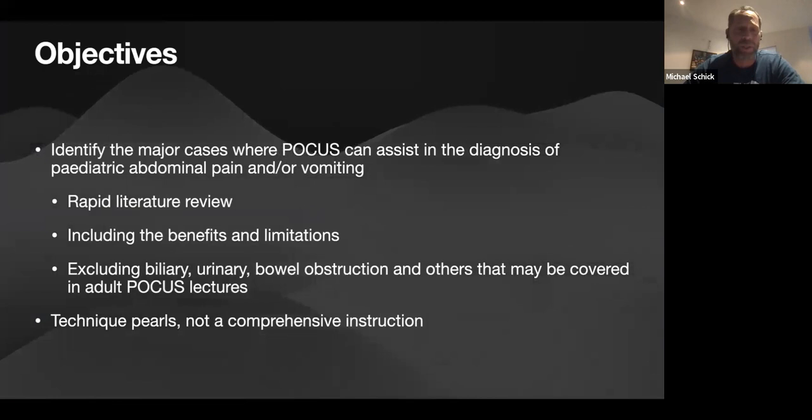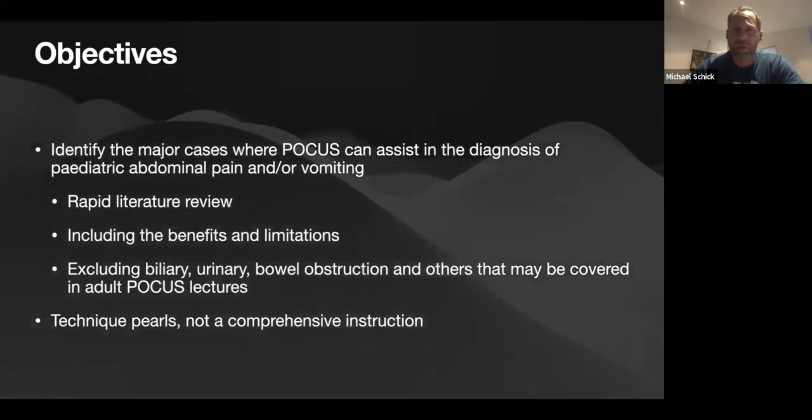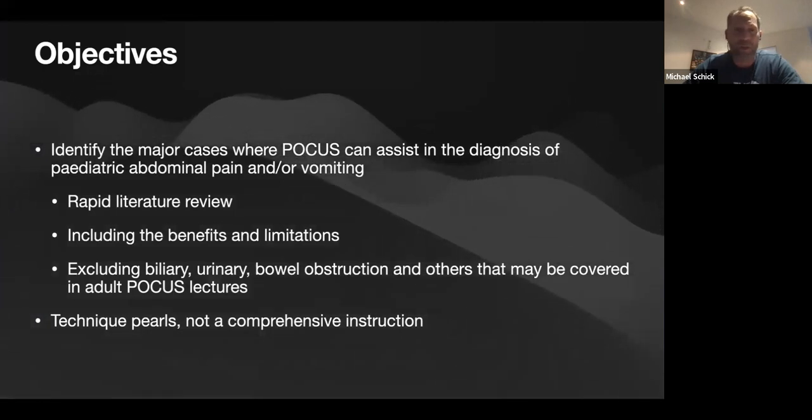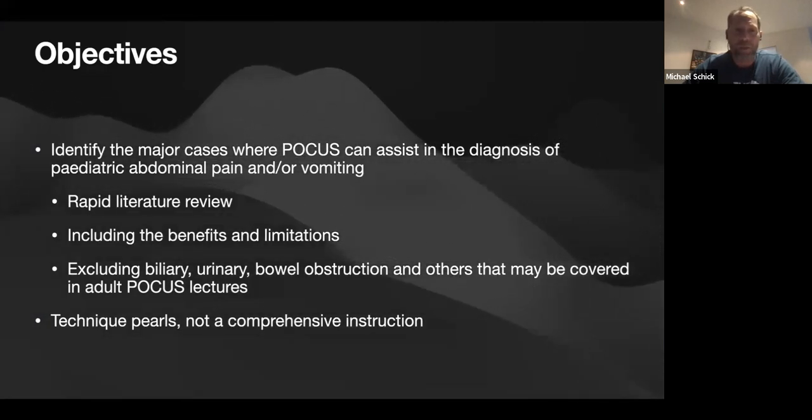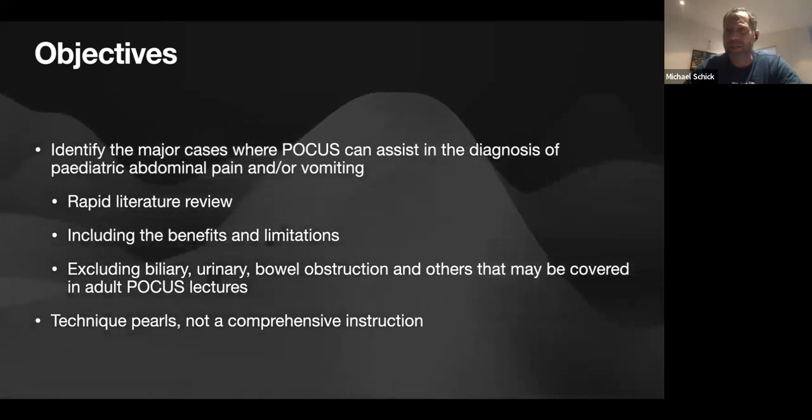Often those two things go together. And we're going to talk a little bit about the literature, but not everything, so we don't have that much time. I'm going to include a lot of the benefits and limitations of ultrasound in each of the major cases of abdominal pain in the pediatric patient.